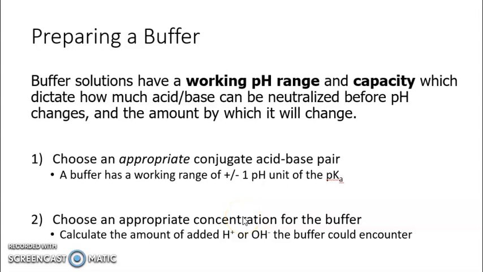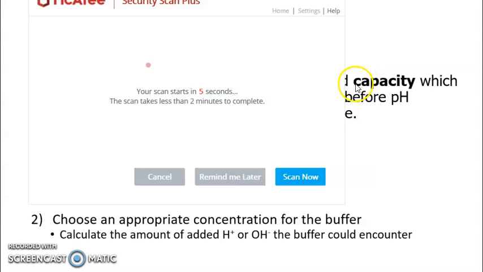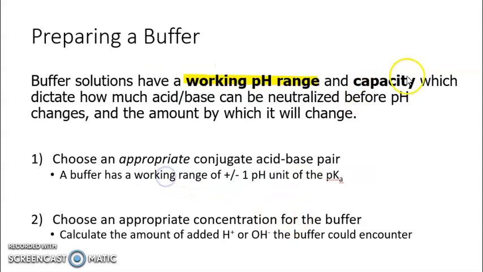So when preparing a buffer, there are two things that you need to pay close attention to. One is the working pH range of the buffer, and the other is the capacity of the buffer. And these two things are basically independent of each other. They're related by the identity of the acid and base that you're working with.